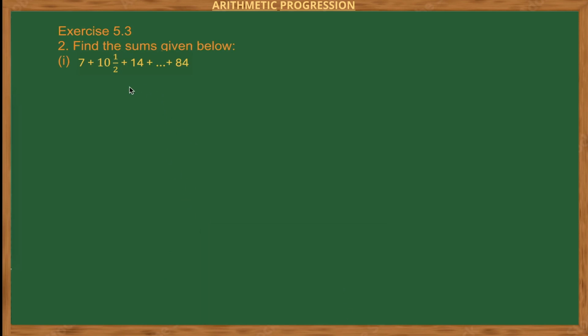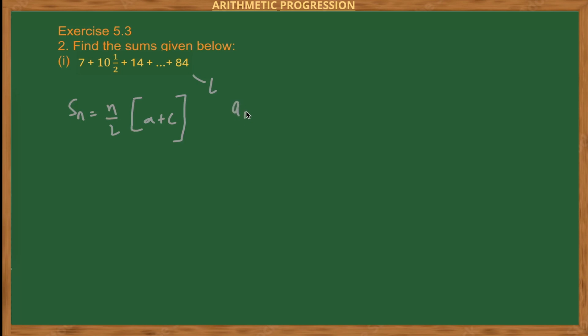Okay, so what is it asking? Find the sums given below. Okay, so in this particular arithmetic progression, the last term is given. So this is the last term. So to find the sum of the terms when the last term is given, we have a formula: Sn is equal to n by 2 into a plus l. Okay, l is given, a we have. So n we don't know, so n we can find out by our formula.